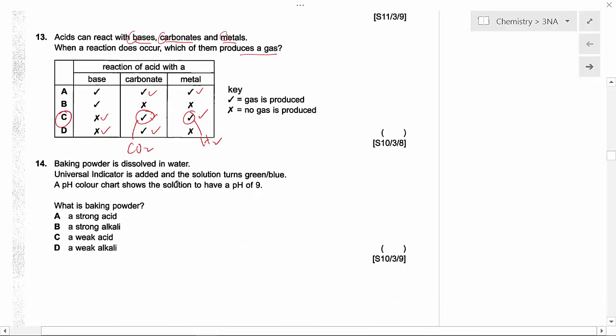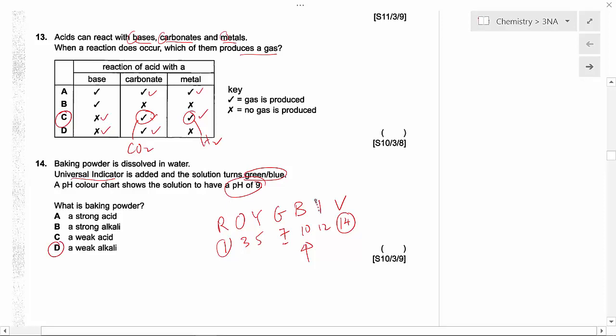Baking powder is dissolved in water. And then UI is added to the solution, it turns blue-green. Now you must remember the color of the universal indicator: red, orange, yellow, green, blue, indigo, violet. So remember, 1 is very acidic, 7 is neutral, and 14 is very alkaline. So in between, roughly space out 3, 5, here is about 10, 12. Alright. So about pH 9 here, blue-green. So this is a weak alkaline.